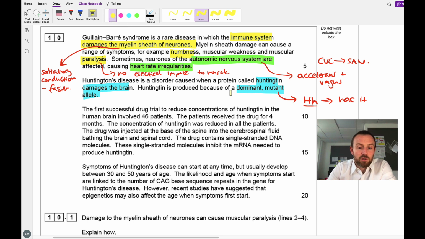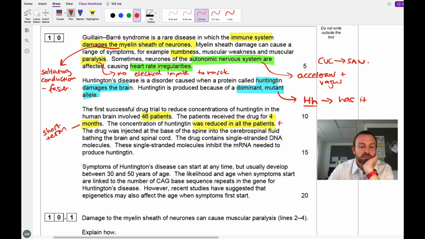The first successful drug trials reduced concentrations of huntingtin in the human brain involved 46 patients. Not a huge amount, it's a few. The patients received the drug for 4 months. So it's fairly short to medium term. You know, I guess if we really wanted to look at this, we want to know if it works over years, not 4 months. The concentration of huntingtin was reduced in all patients. Well, that's pretty strong evidence. That sounds pretty good.